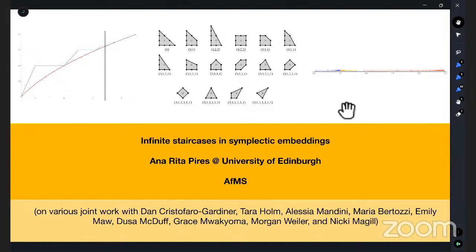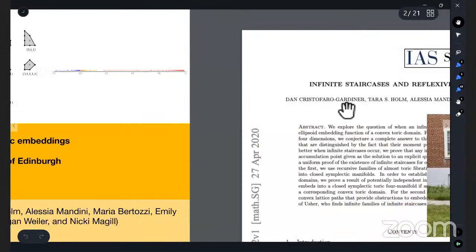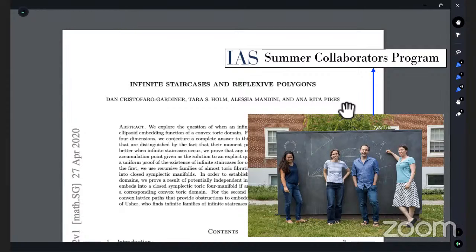So I'm going to tell you today about this project. Well, I guess it's a number of different projects, but the overarching theme is these infinite staircases in symplectic embeddings. So the first project that I want to tell you about, where the story starts, is this project.